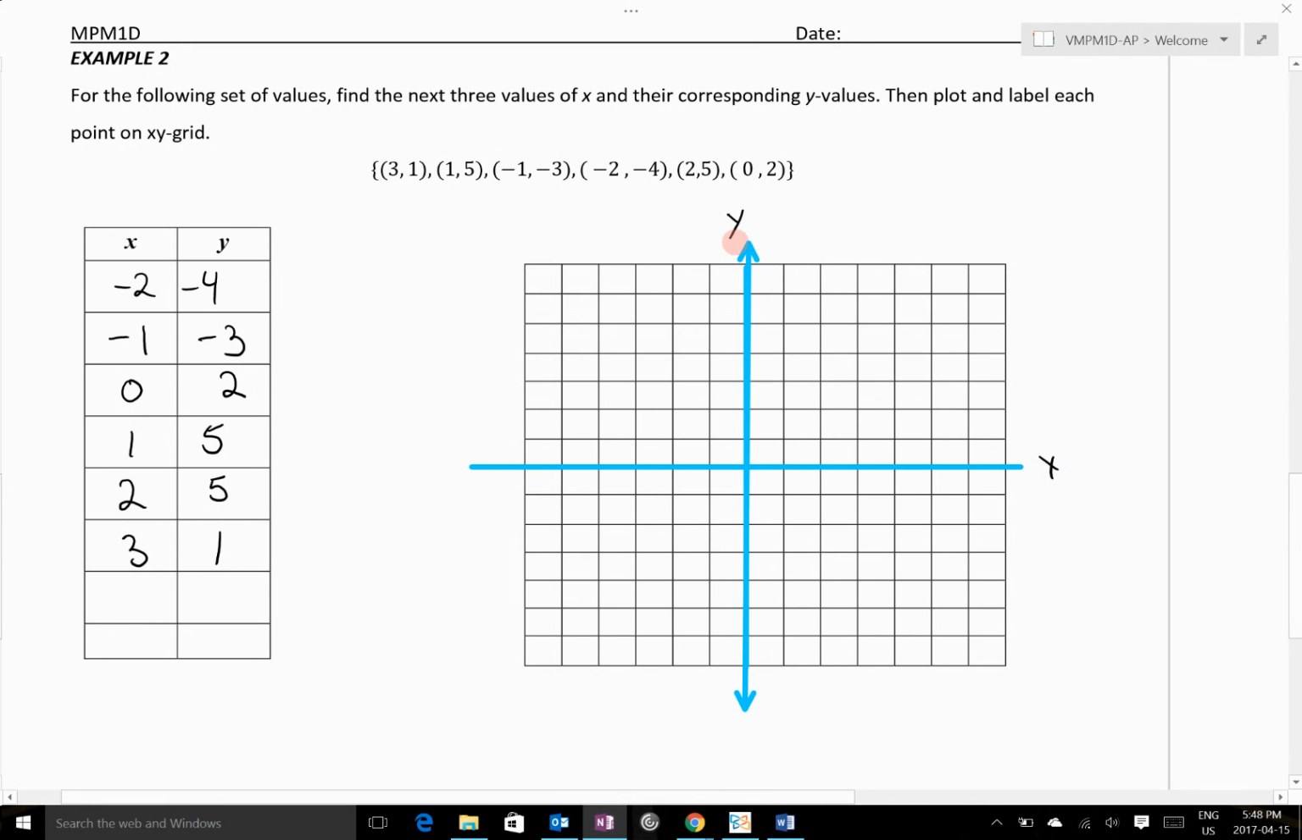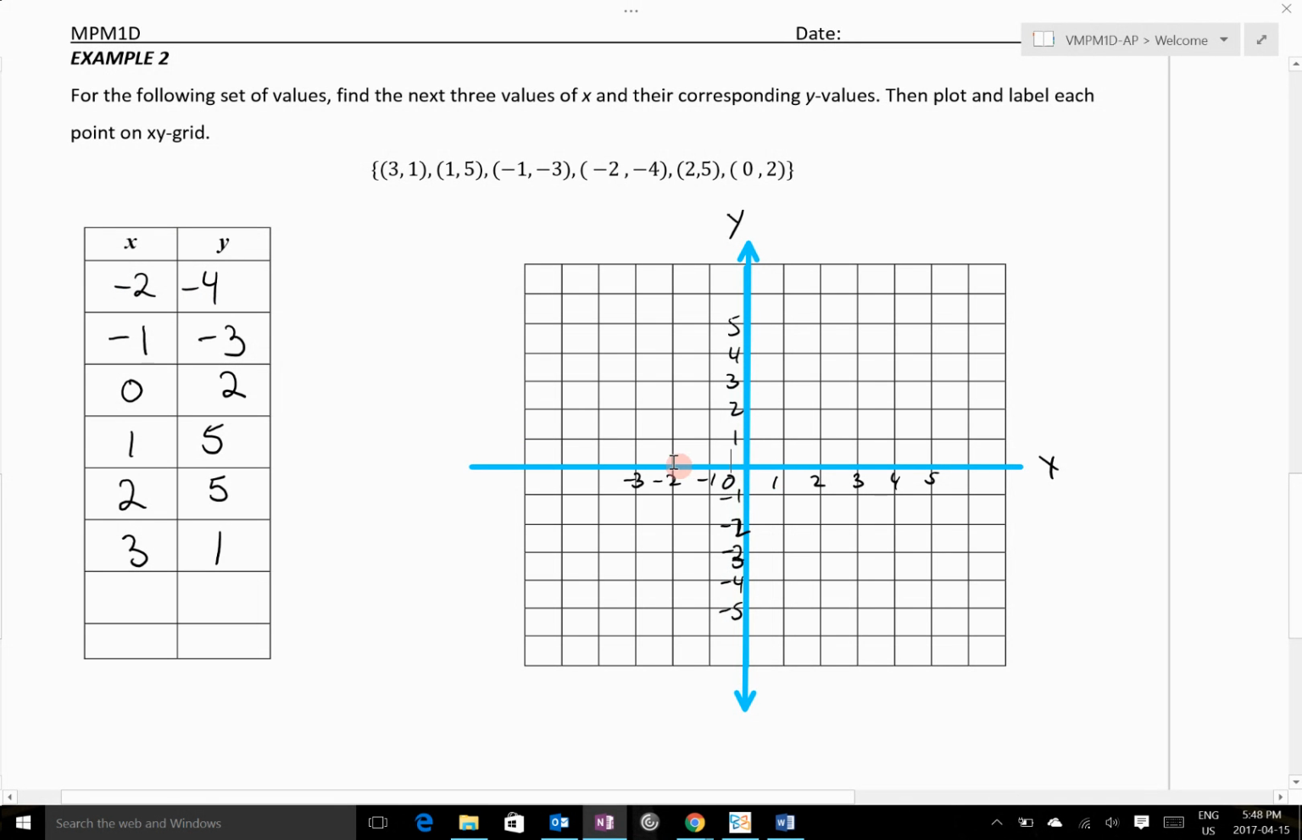Okay, so here's x. Here's my y-axis. I'm going to create my scale. So 0, 1, 2, 3, 4, 5. And down here, -1, -2, -3, and so on. And then 1, 2, 3, 4, 5. And down here, -1, -2, -3, -4, -5. Okay, so we're going to plot some points, (-2, -4).